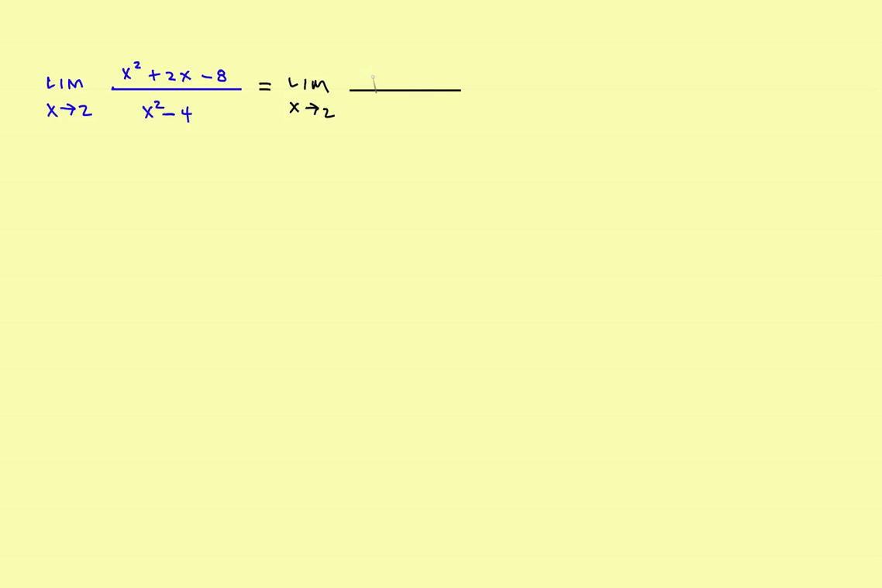Now, in this case, you're going to have to factor both the top and the bottom. So the top will factor into x plus 4 times x minus 2. The bottom, that's a perfect square, will factor into x plus 2 times x minus 2. Now right away you know the following things. You've got two possibilities. The x minus 2 in the top will cancel out the x minus 2 in the bottom. So this one cancels out this one.